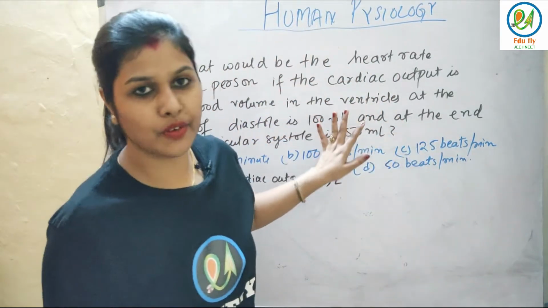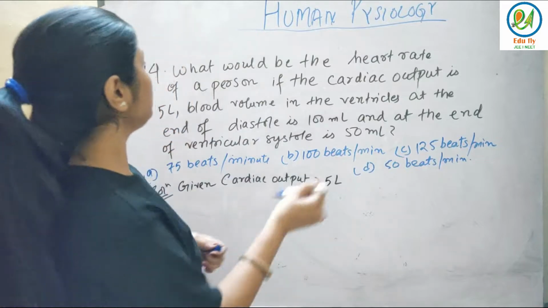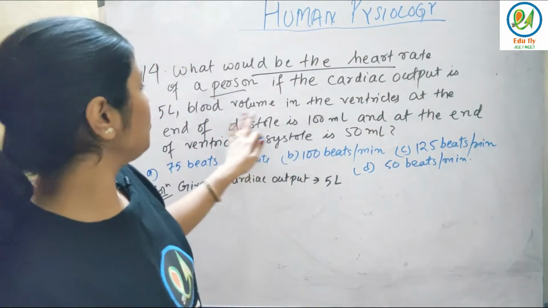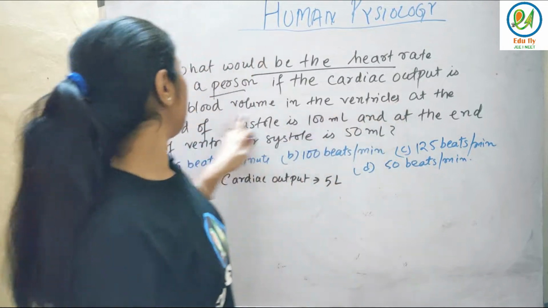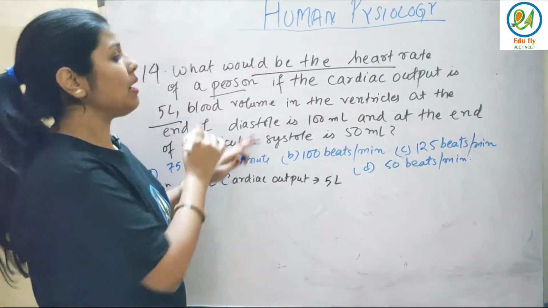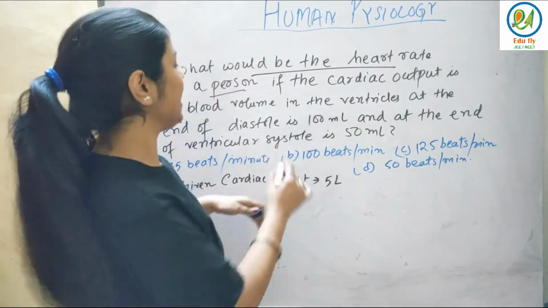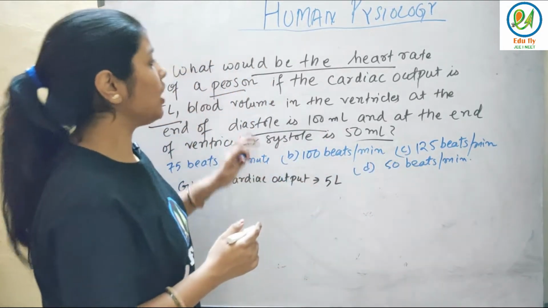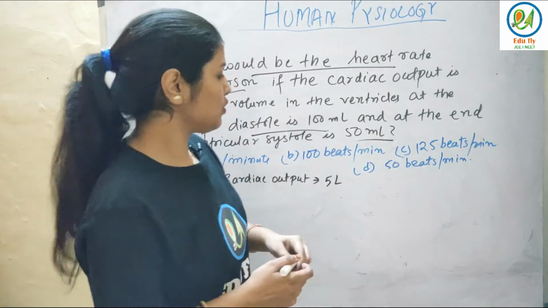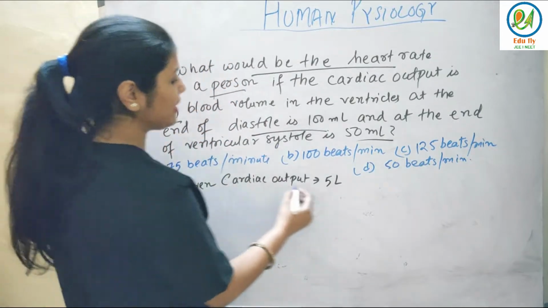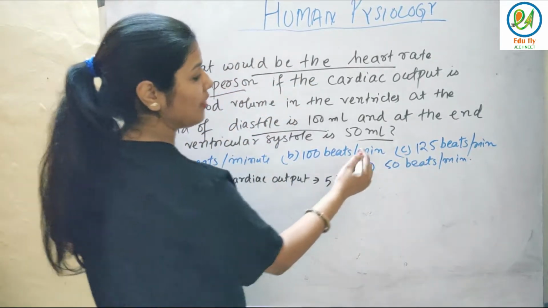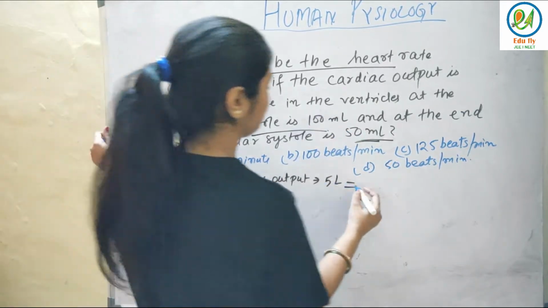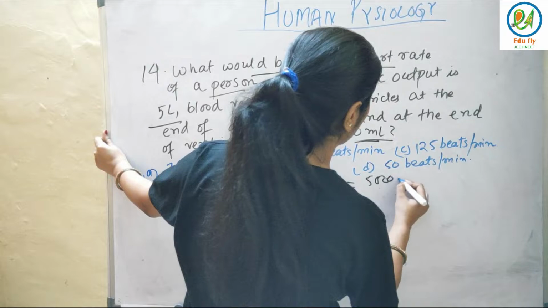This question is from the circulatory system. The question is, what would be the heart rate of a person if the cardiac output is given as 5 liter, and the blood volume in the ventricles at the end of diastole is 100 ml and at the end of systole is 50 ml. So you have to calculate the heart rate. Cardiac output is given as 5 liter, so you have to convert into ml because the other options are in ml. So this will be 5000 ml.